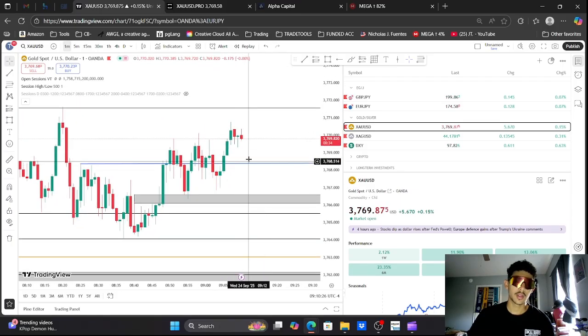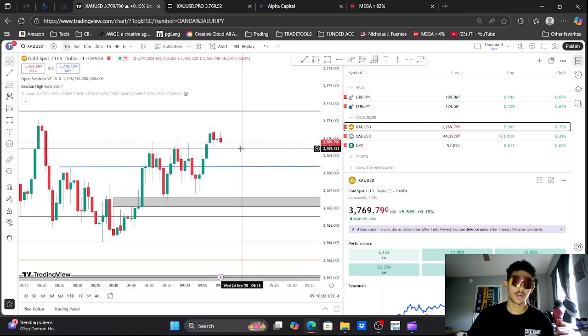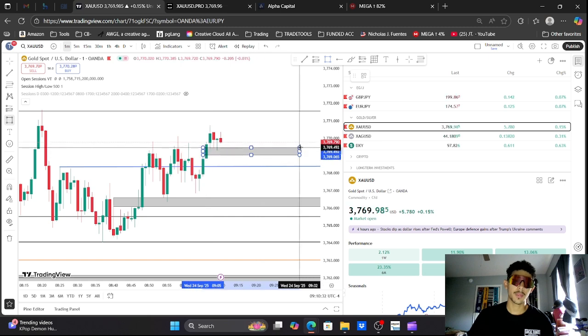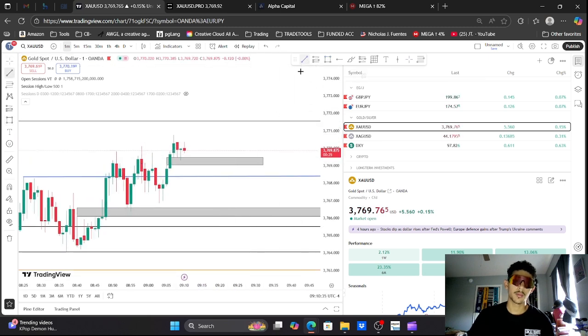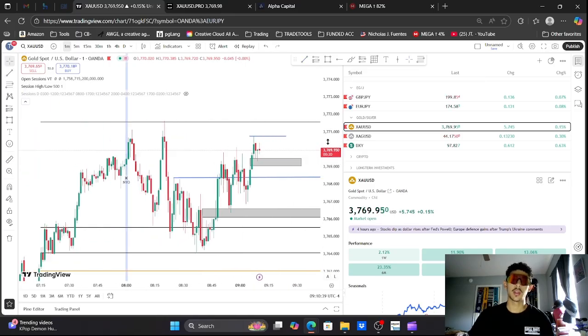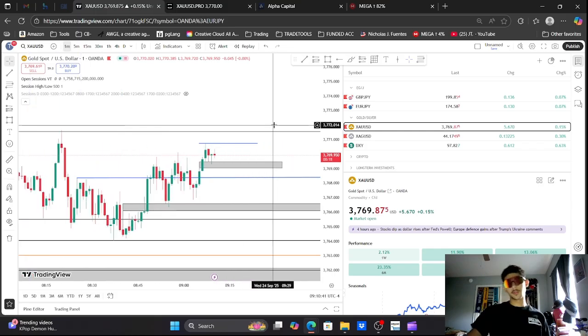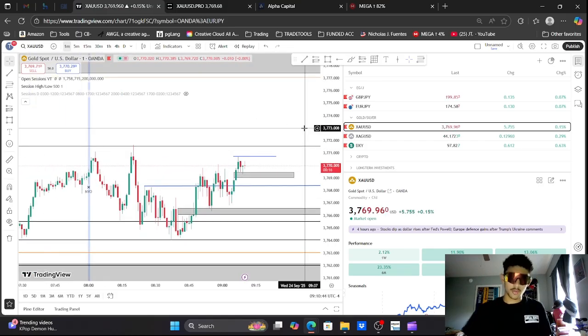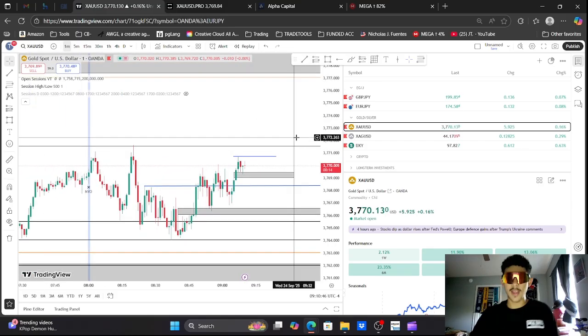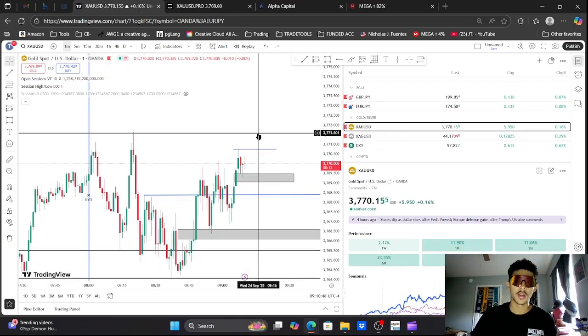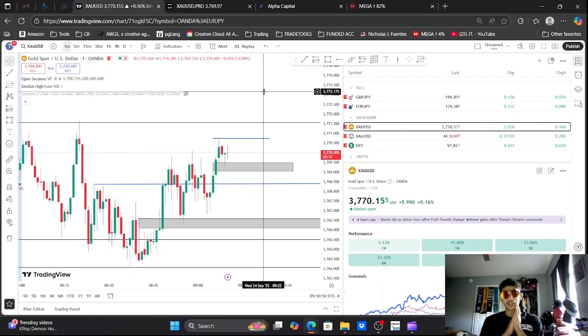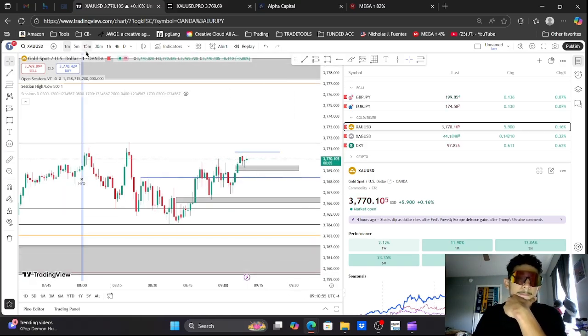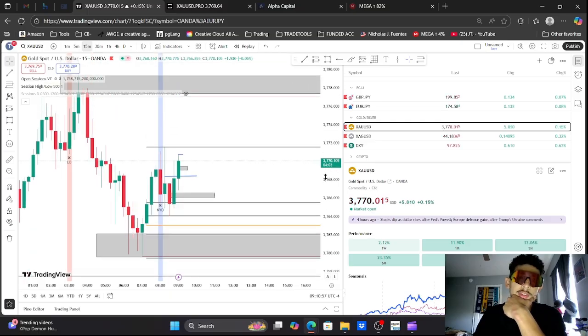And then we continue on with another fair value gap and a 1-minute break, closure above this, and then we can enter. This is just for some extra confluence, to add more story to the trade, to make sure we're correct. And then what we'll target is this.